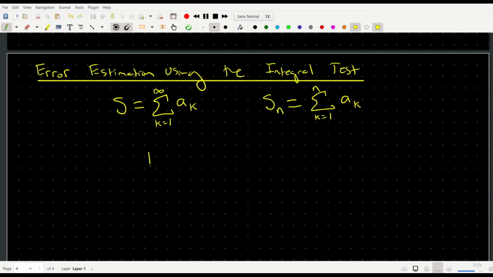So we call Rn the remainder, the nth remainder. This is exactly S minus Sn, which is a new infinite series that starts at k equals n plus 1 and goes to infinity. And as long as the infinite series of aks is convergent, this makes sense.